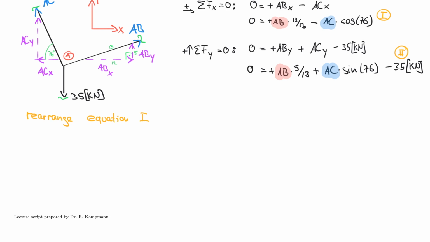which then turns out to be, let's say we'll solve it for AB. So AB is nothing else than AC cosine of 76 multiplied by 13 divided by 12. And that is my very first equation that is solved for AB now. That means that I now substitute that AB into my equation 2. So now I'm going to call 1 into 2.